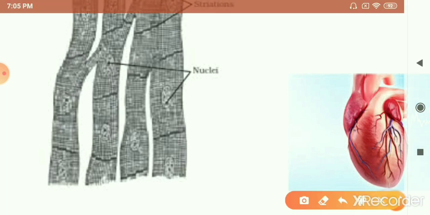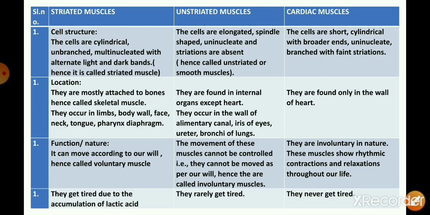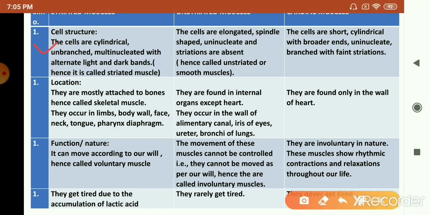And one more feature that I've missed is that these cardiac muscles have got faint striations. You can see striations present, but these are much fainter than what is seen in case of striated muscles. So this is a table which shows a comparative account of the three types of muscles. Striated muscles, as I just now said, the cells are cylindrical, unbranched, multinucleate with alternate light and dark bands, so called striated muscles.